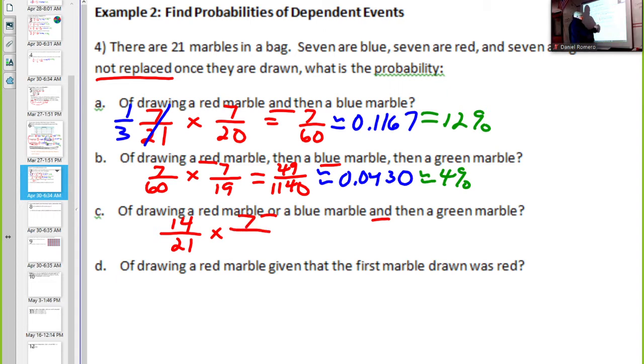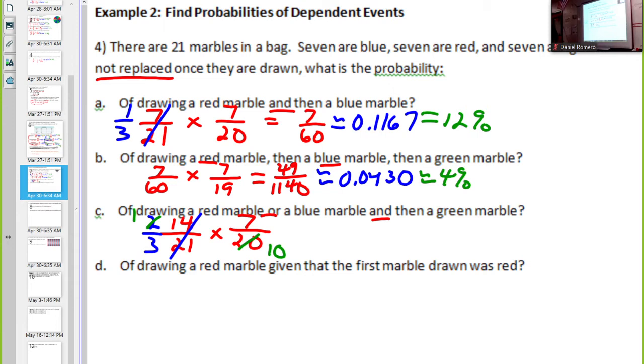20. 14 out of 21. This reduces to 2 out of 3, and I can also be gangsta and then reduce this 2 to a 1 and then a 10. I'm just trying to keep the number smaller. Do you guys remember how to reduce fractions?